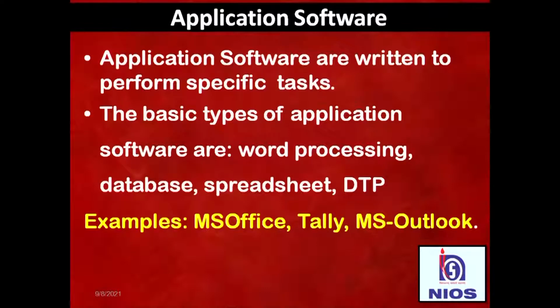The next part of the software is application software. Application software is written to perform some specific task. The basic types of application software are word processing, databases, spreadsheets and MS Office, which includes MS Word, Excel and PowerPoint, and MS Outlook. These are the various examples of application software.